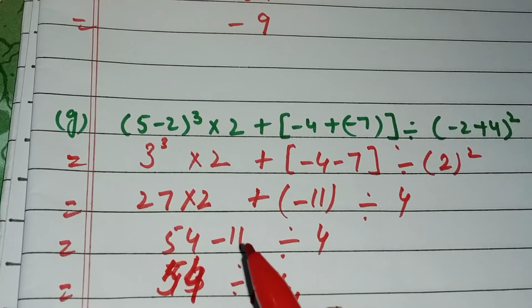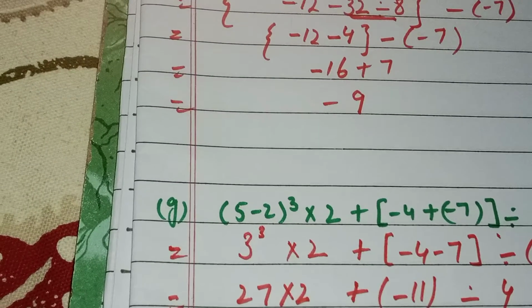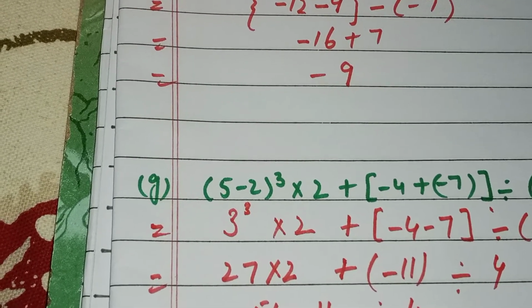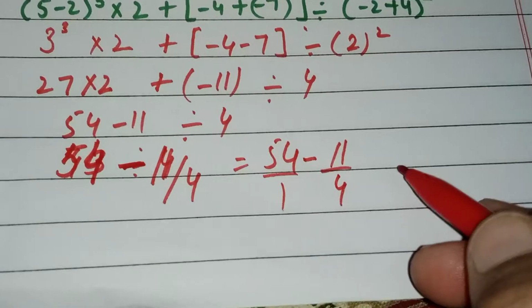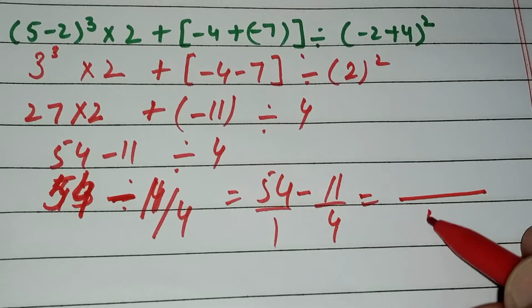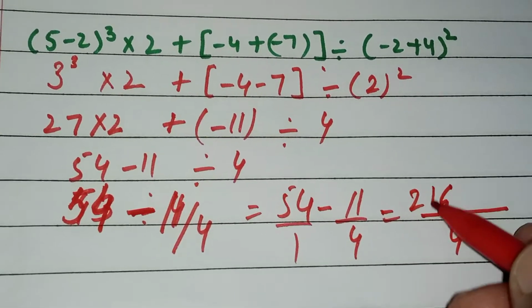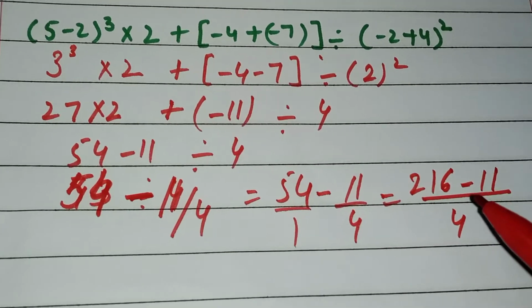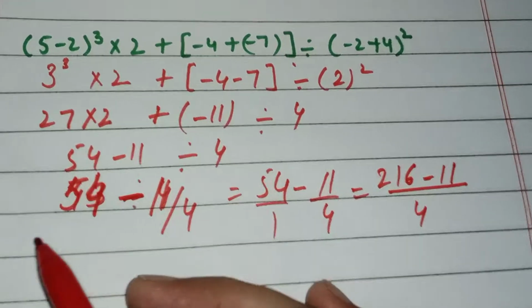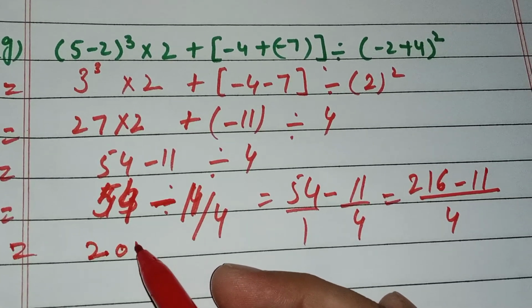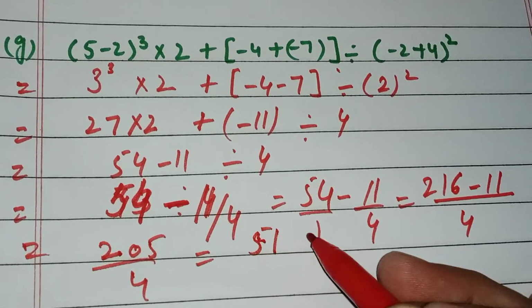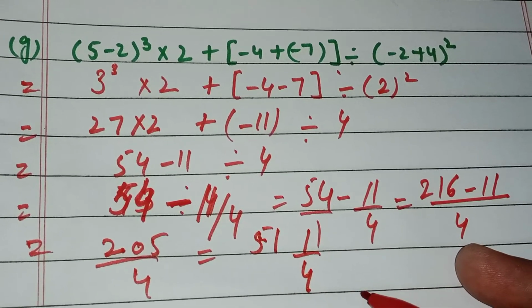Here I divide first. 11 divided by 4 is 11 by 4, and 54 minus 11. I write it as 54 minus 11 by 4. I take LCM and I receive 4, 216 minus 11. When I subtract 11 from 216, I receive 205 divided by 4, and I write it as 51 whole 1 over 4 is the answer.